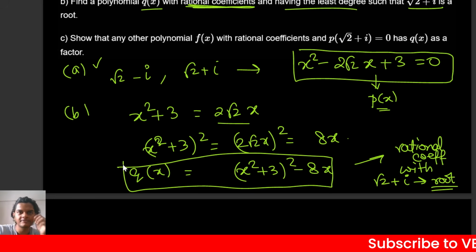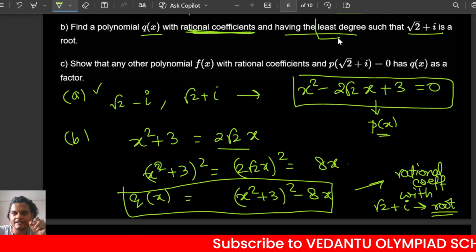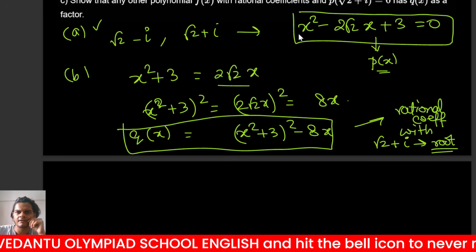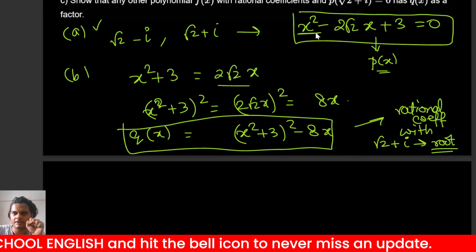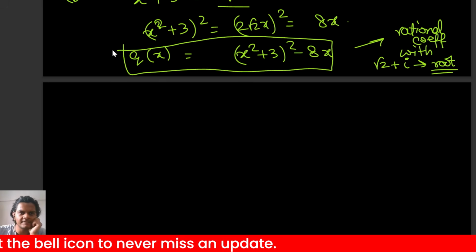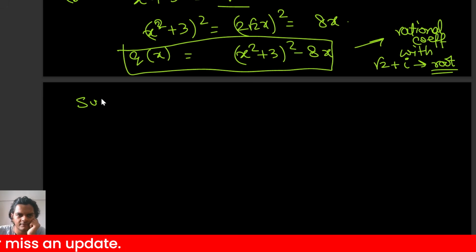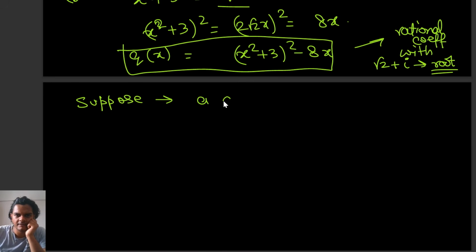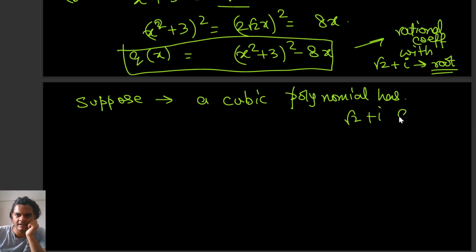But we also need to show one more thing. It must have least degree. How do we prove least degree? So definitely we have seen that a square does not work. Quadratic does not work. So let us assume, suppose, a cubic polynomial has root 2 plus i as a root. Cubic polynomial with rational coefficients.